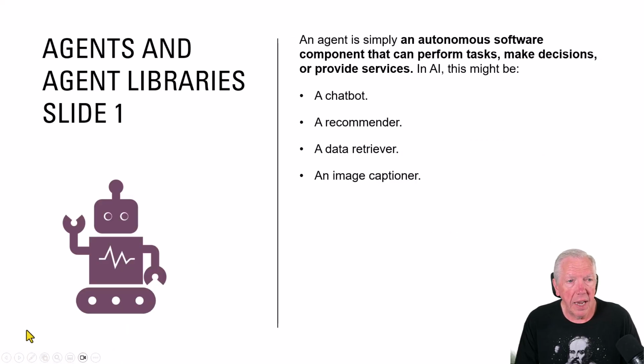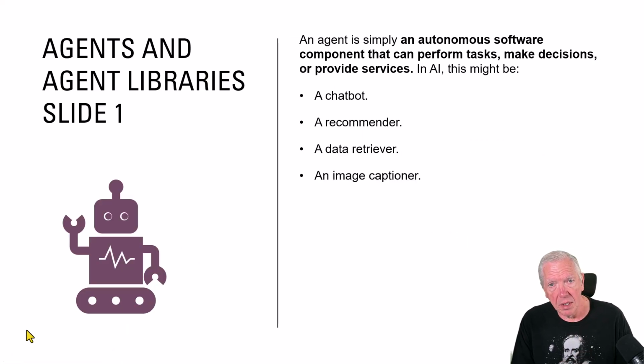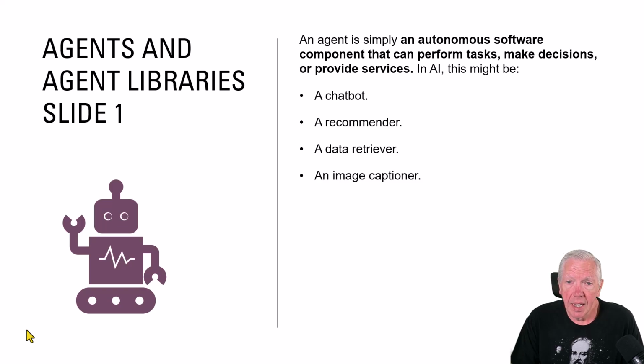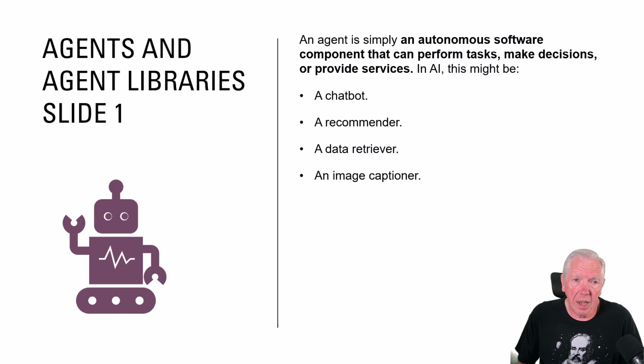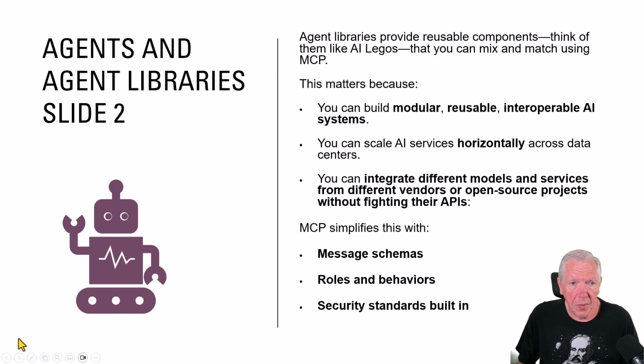Now, let's talk about the agents and the agent libraries. There are two slides here. An agent you can think of as an autonomous software component that can perform tasks, make decisions, and provide services. Autonomous means it functions by itself. In AI, this could be a chatbot, a recommender, a data retriever, or an image captioner. AWS has something that will convert languages. You get the idea. We've got an agent that's doing this work for us.